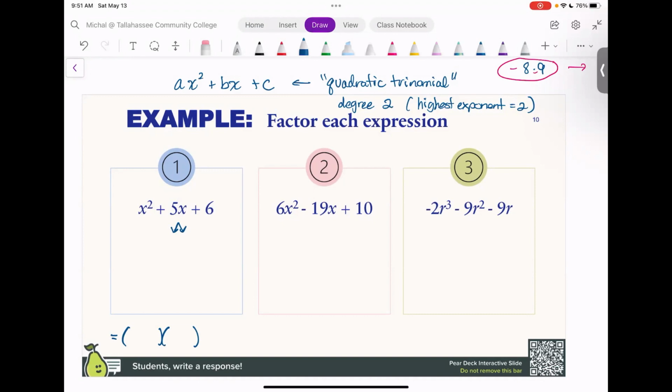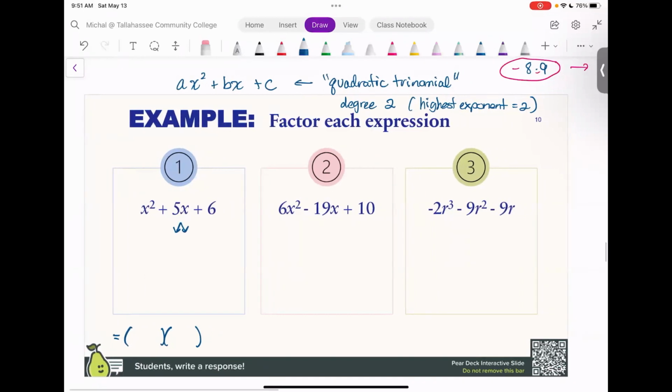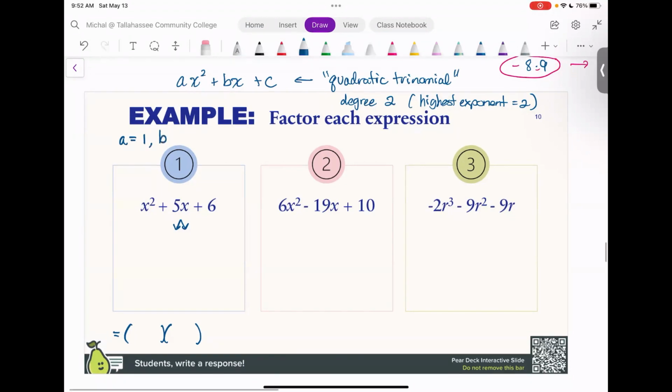So in order to split my 5x term, I'm going to write a diamond problem. My diamond problem is going to have a times c on top and b on the bottom. So let's start by identifying a, b, and c in number 1. A is the number being multiplied by x squared. Since it doesn't have a coefficient, the number 1 must be what's being multiplied by x squared, since 1x squared equals x squared. B is equal to 5, because 5 is the coefficient of the middle term, and c is equal to 6, because 6 is the constant term that doesn't have a variable in it.